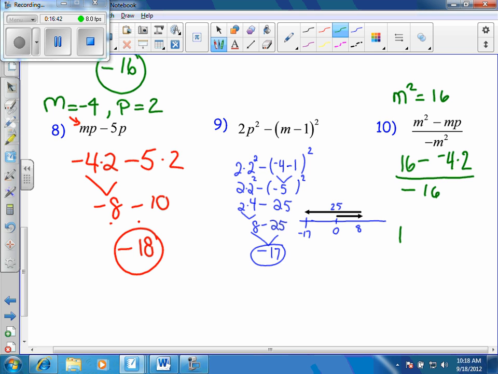So this becomes 16 take away a negative. So you could write this as positive. So 16 plus 8 all over -16. That's right, 24 over -16. So reduce that fraction, and you get positive? Not positive. It's -1.5.